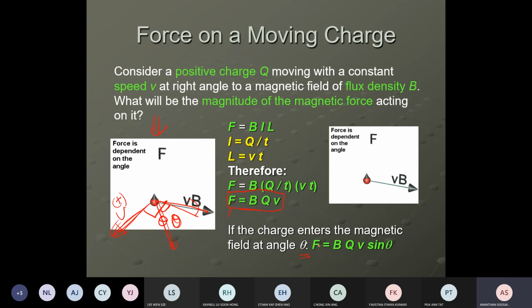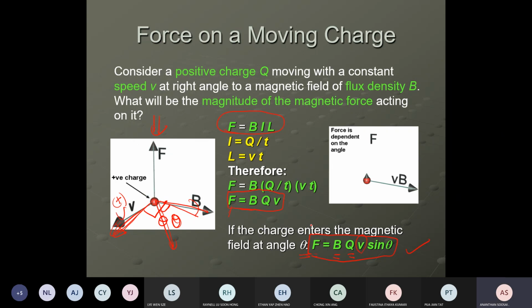So F equals BqV sine theta. Actually, it is obtained from BIL. The derivation you don't need to know. You must know how to use this formula. F equals BqV sine theta. So the greater the magnetic field, the greater the force. The more charge the particle possesses, the greater the force. The faster it travels, the greater the force.